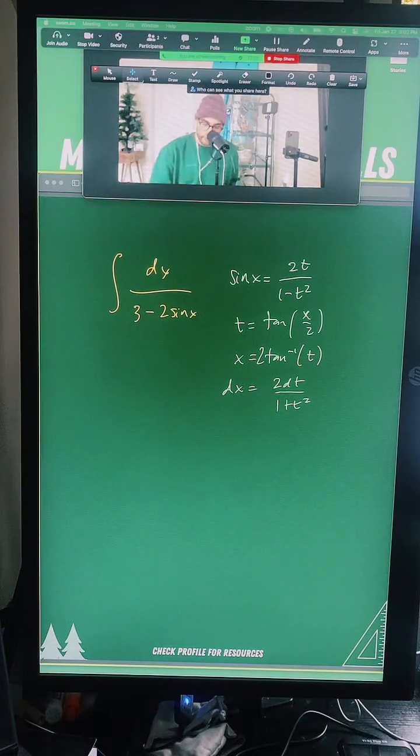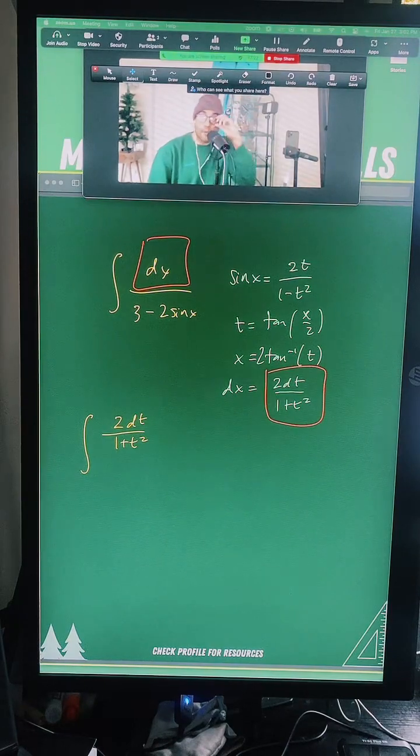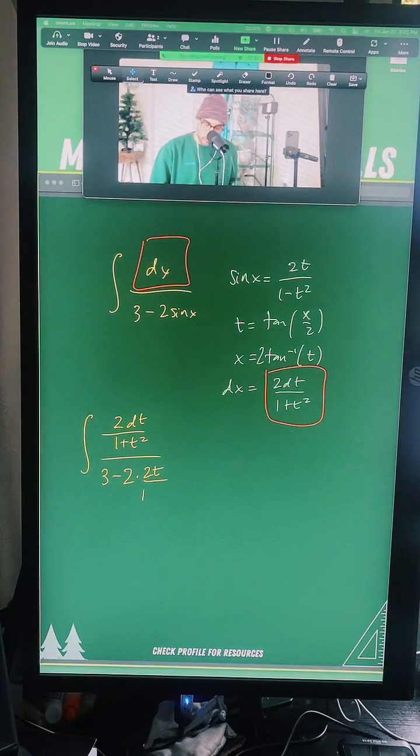All right, so let's go ahead and plug all those things in. In the very beginning, we have the integral of the dx value. That is 2 dt over 1 plus t squared. Again, let me just highlight this in red. We started off with the dx, and we use this value, 2 dt over 1 plus t squared, to plug it into our integral there. And so now we have this over 3 minus 2 times the sine value, which is 2t over 1 plus t squared. Or was it 1 minus t squared? Okay.